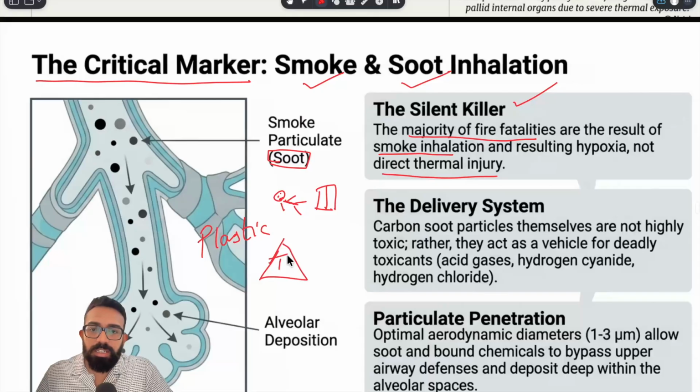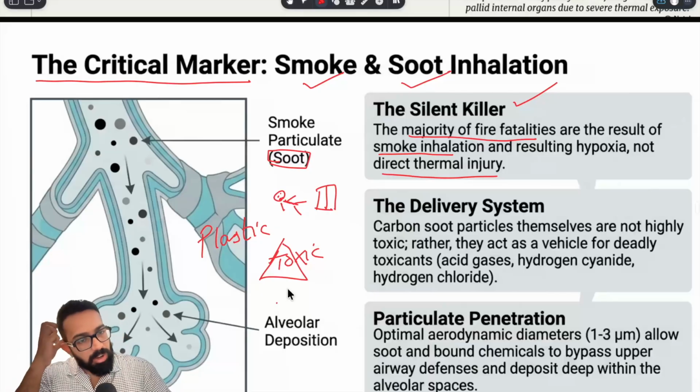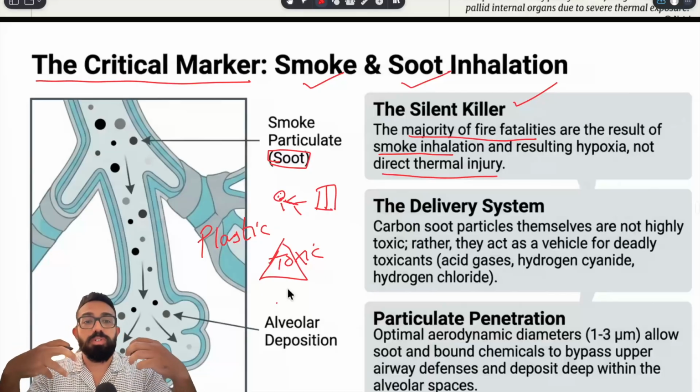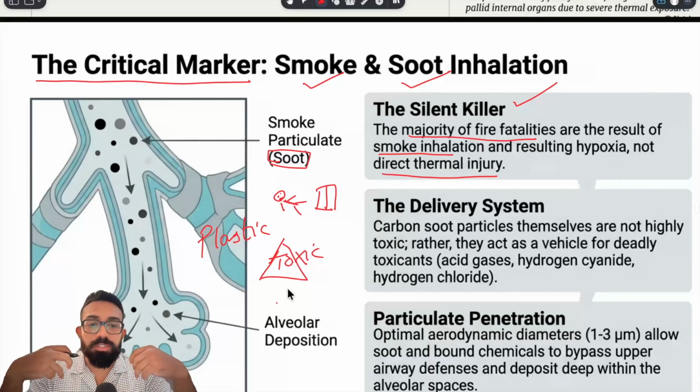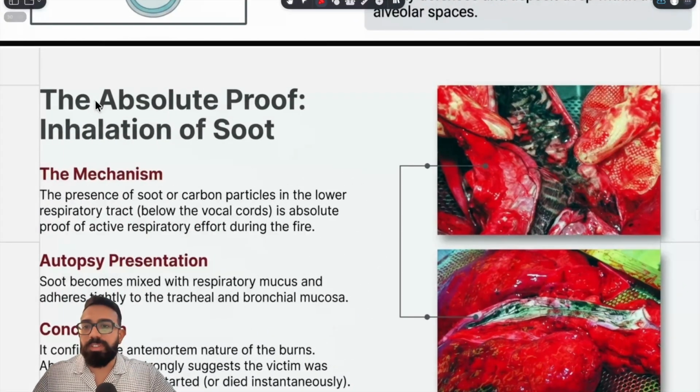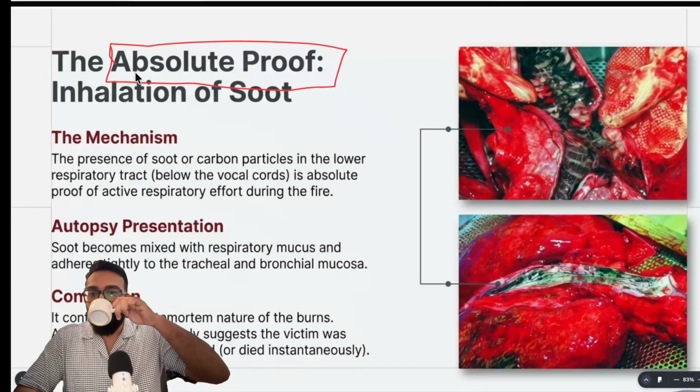Dangerous, highly toxic material when it is converted to fumes. So what happens is that along with the smoke, the person also inhales all these toxic gases, and these toxic gases are what causes death. Now, the absolute proof of the person being alive when there was fire becomes the inhalation of soot.